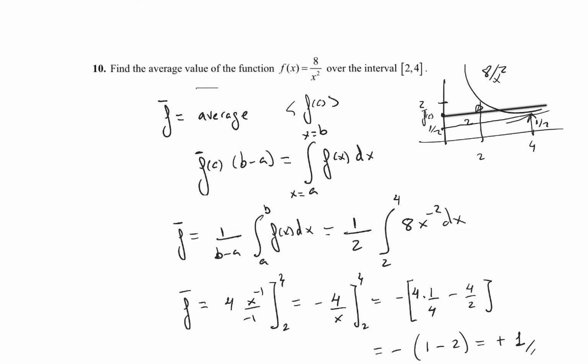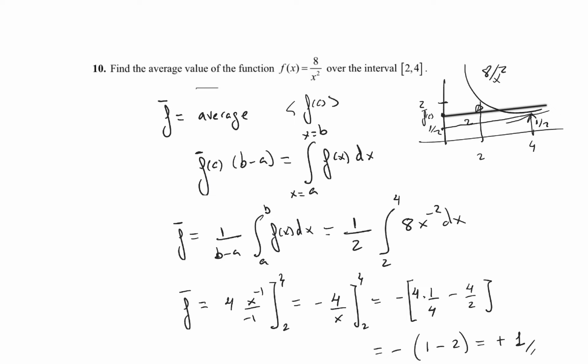So it will be 1 divided by b minus a, 4 minus 2. 4 minus 2 is 2. f of x is 8 multiplied by x minus 2, x minus 2. And if you make the calculation, the average value will be 1. So it will be next to the 2, more next to f of 2, which is 2, than next to x of 4, which is 1/2, is more here. Okay, and the average value is 1.